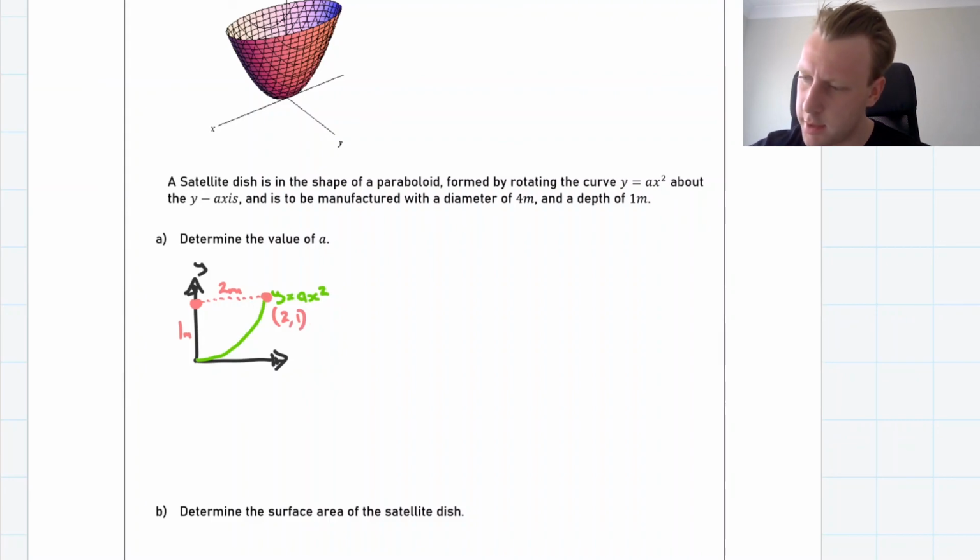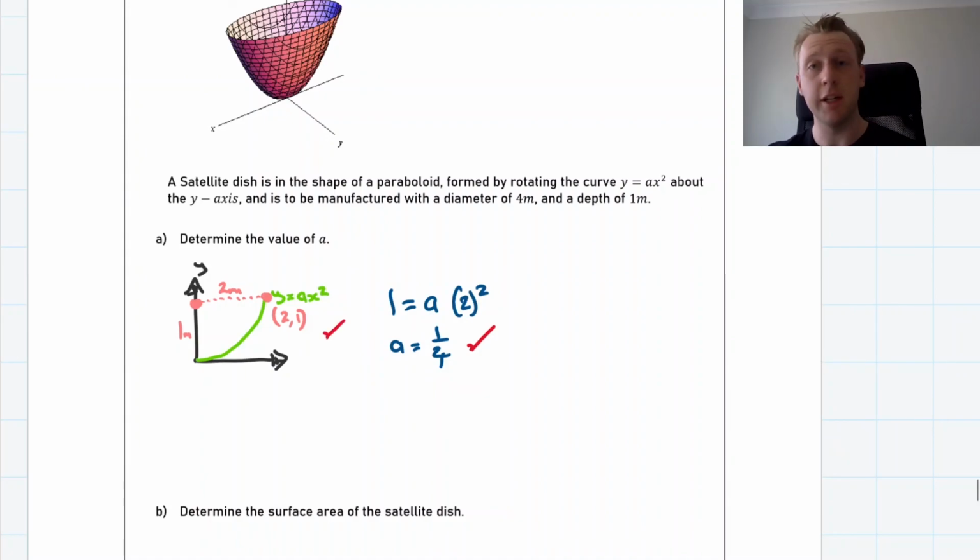Now we can rearrange and solve this because now we've got some information. We've got x is 2, y is 1. 1 equals a outside of 2 squared. So a is equal to a quarter. Very good. You're going to get a mark for getting a correct answer, and you're going to get a mark for showing some information there. So that's like an info mark, and that is a correct value mark.